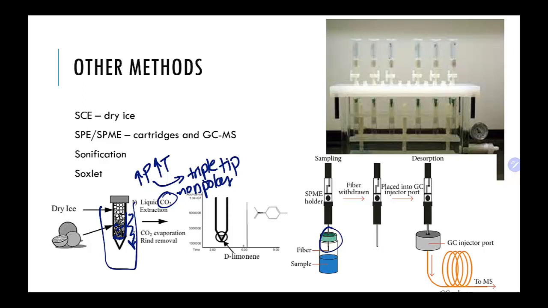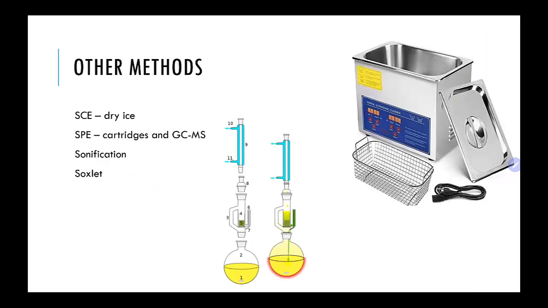The most common way you'll see analytical chemists extracting things is with these little cartridges, and you basically load the cartridges with the right solvents, and then you obtain the different materials. Another one is called Soxhlet extraction. I'll talk about that in just a second, and sonication.